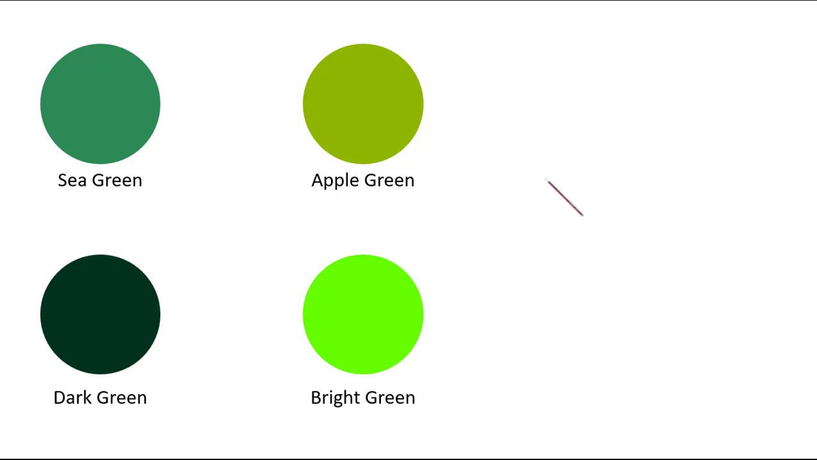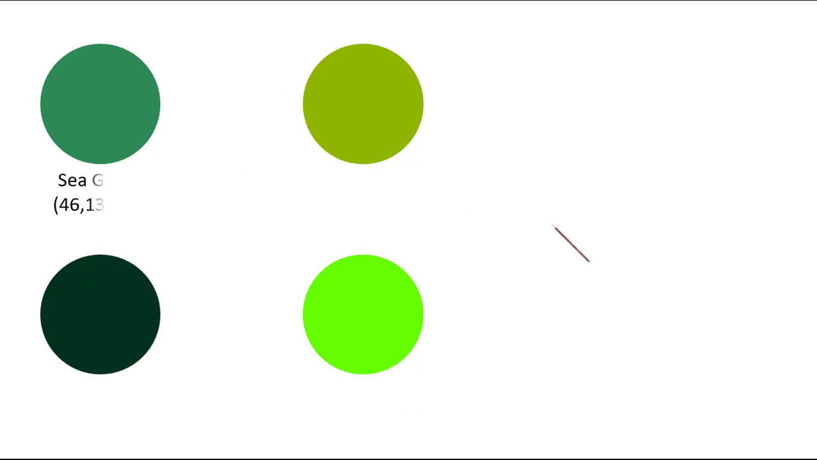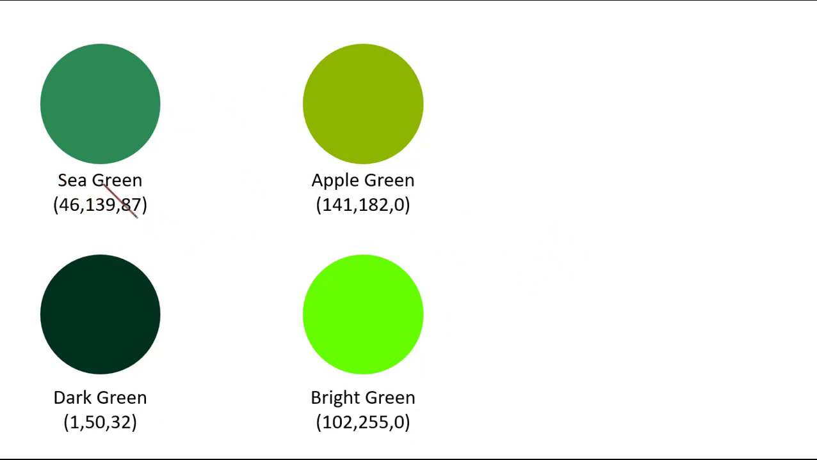So using maths and using the same distance formula, we can actually quantify all these differences of colors. If you take a color picker and pick these colors, you would come to know that sea green has the red, green, blue coordinates 46, 139, 87. Not the ratio, but the coordinates. And the coordinates of this on the RGB scale is 141, 182, and 0.